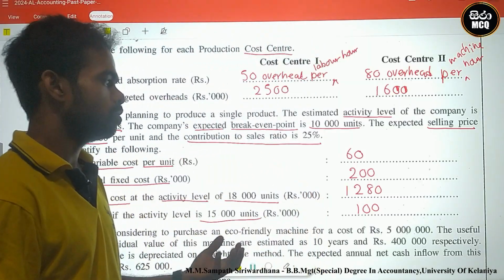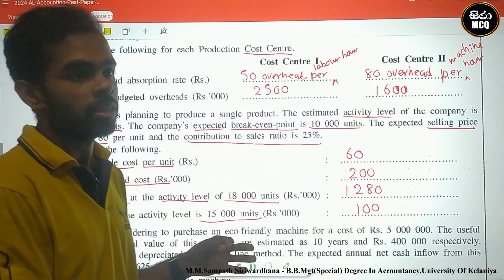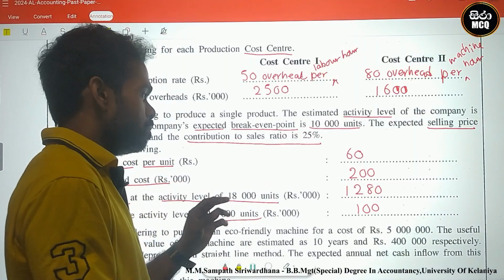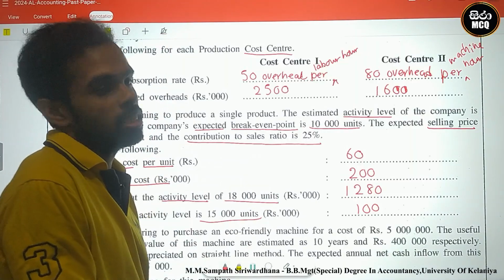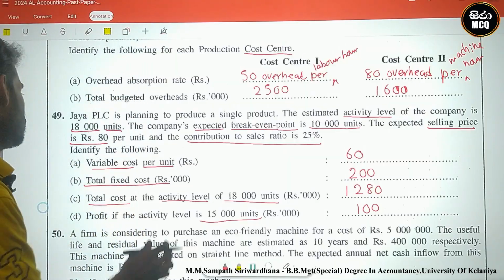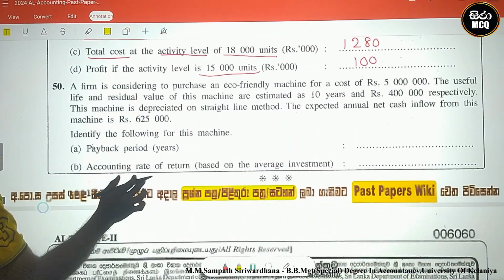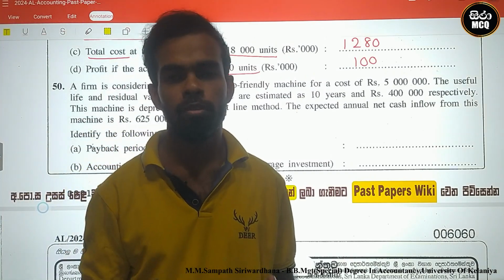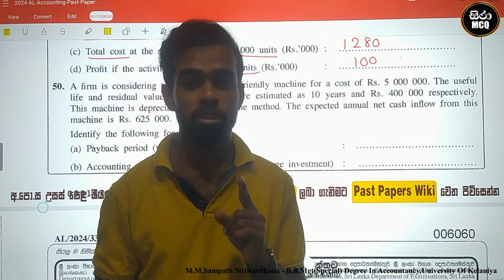There are the answers. Firstly, we found the unit variable cost and unit contribution based on the contribution to sales ratio. Okay, the next video is the last one. This paper's last question is on long-term investment. Therefore, we meet in the next video, question number 50.